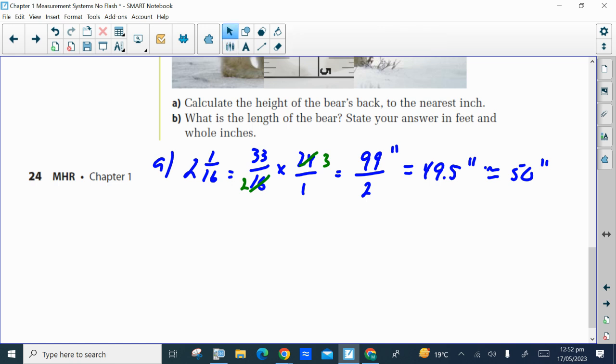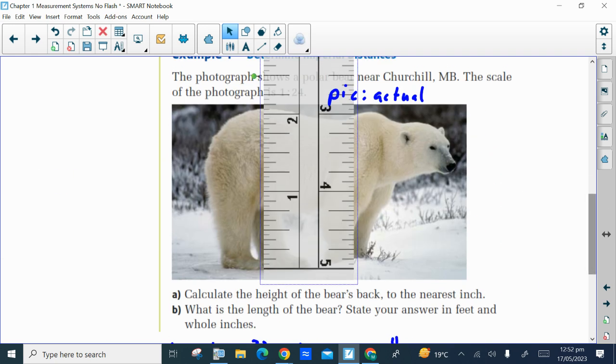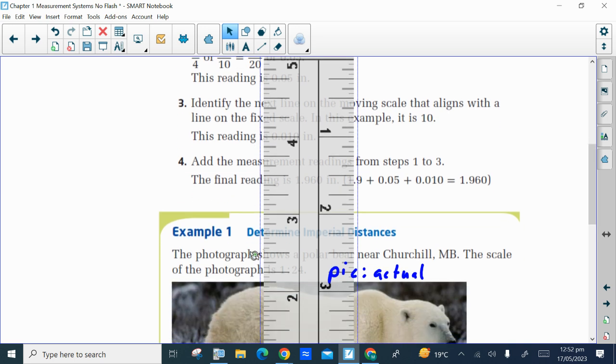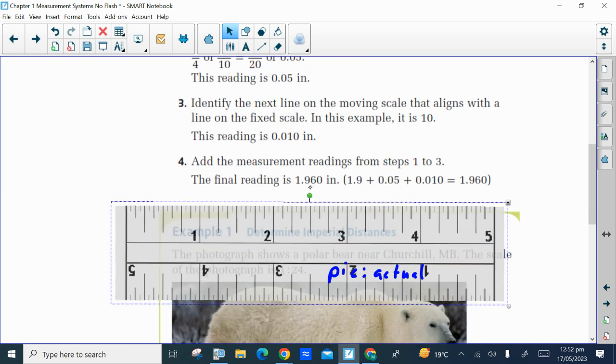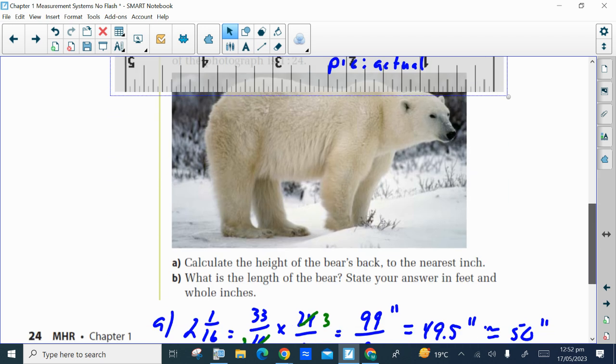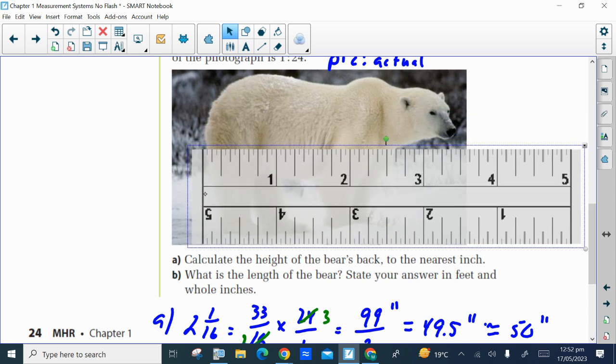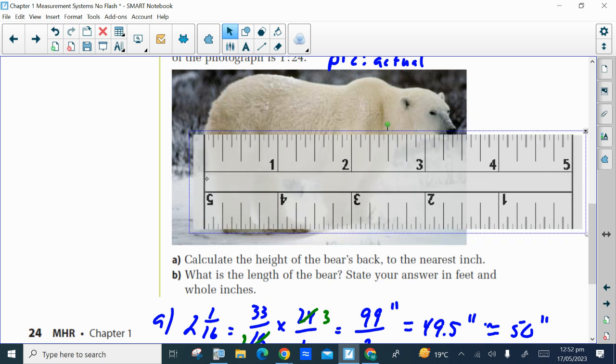And now we want to find in part B the length. Only in this case it wants us to give it in feet and whole inches. But it starts with using the ruler and measuring how long that bear is in the picture. We want to go at its widest point. So from the very back of the bear right to the tip of the nose.